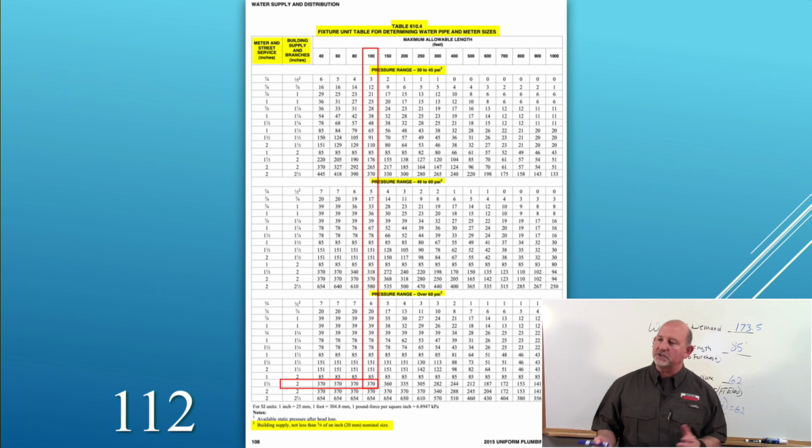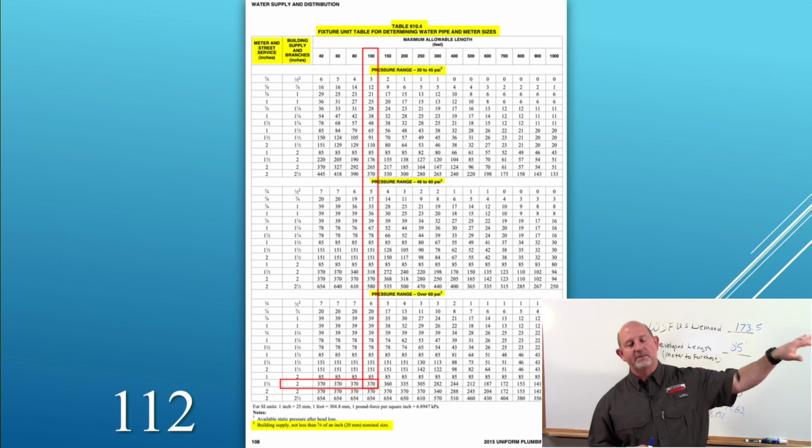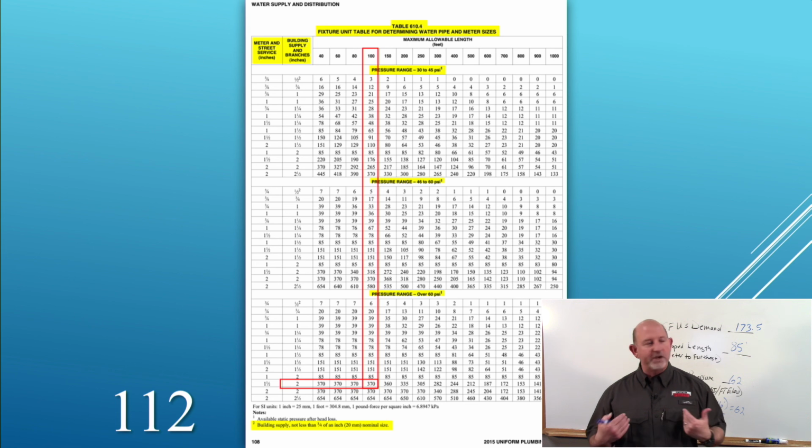But again, I want you to see where you could get yourself in trouble because some people would answer this 1.5 inches. But do you agree that 1.5 inches all the way to the left is the meter? And that 1.5 inches all the way left is the pipe upstream of the meter called the street service. We do not install those. So after the city or the county sets the meter, I need a 2-inch building supply, right?